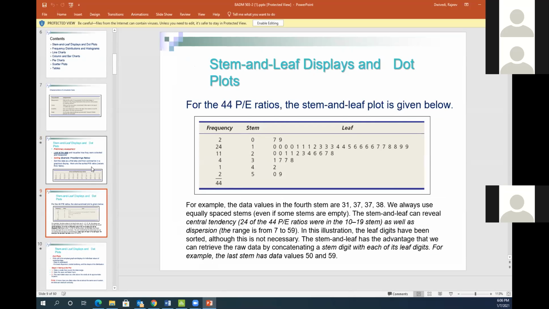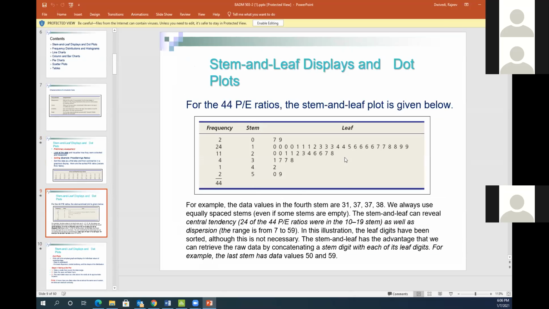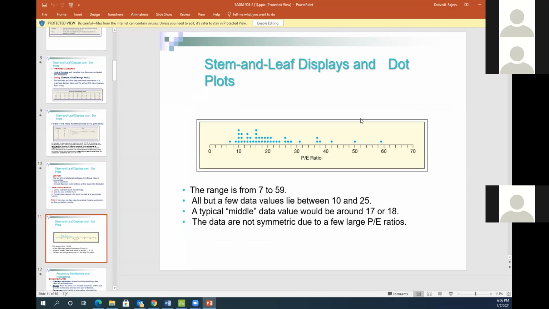Similarly, in tens, how many values are there in tens? You can see these are the values. So similarly, 1 and then 0, 0 up to 19. So 2 19s are there, 2 18s are there, 2 17s are there, 4 16s are there, 1 15 is there, 2 14s are there. So this is called stem and leaf representation, and that we learn, and Minitab does it very quickly. So I'm just going to demonstrate Minitab also right here.